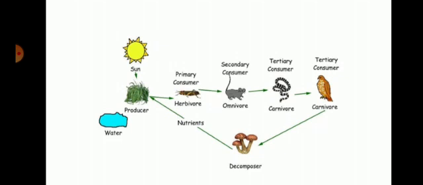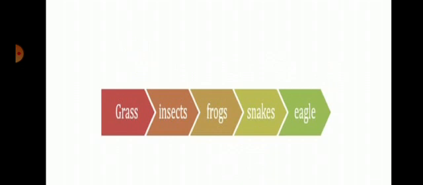So, we have studied the new terms: humus, autotroph, heterotrophs, decomposers, scavengers, food chain, food web. The best example for a food chain: grass, insect, frog, snake, eagle. The eagle eats the snake, the snake eats the frog, the frog eats the insect, the insect eats the grass.